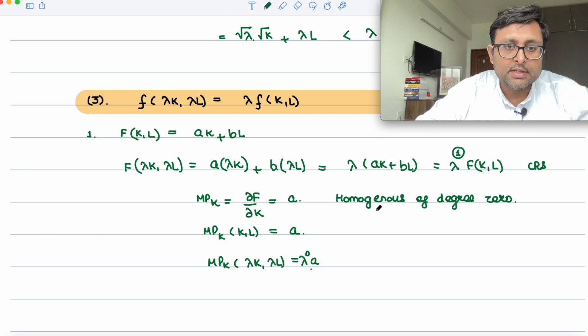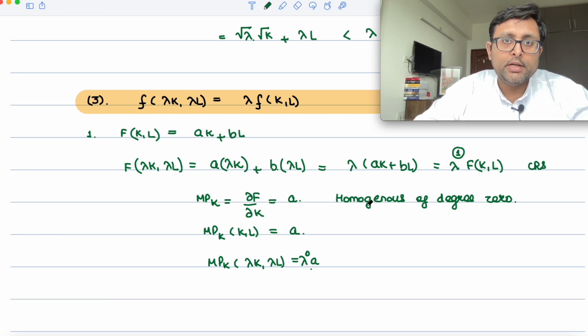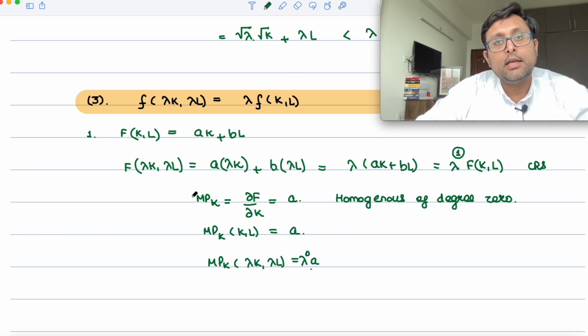The reason I'm telling you this is this. If you have a homogeneous function of degree k, its first order partial derivative is homogeneous of degree k minus 1. So if you have a production function which is homogeneous of degree 1, its first order partial derivative, which is the marginal product of capital or labor, is homogeneous of degree k minus 1. You with me?